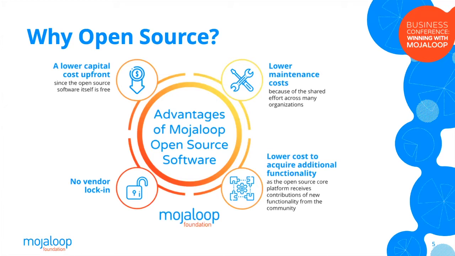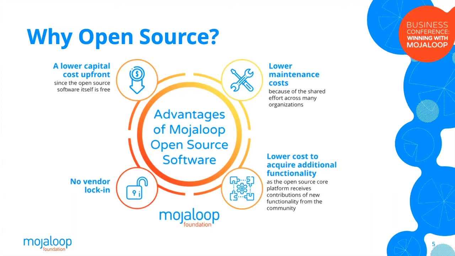So why did we choose open source? Faced with very large, complex financial systems out there, why did we take this different approach to developing the Mojaloop platform? Well, first of all, there's a lower capital cost up front. Since the open source software itself is free, with no licensing fees, it's easy for someone to test the waters, create a sandbox, play with the code a bit, before they actually leap in and do a full deployment. And even when they do that full deployment, those licensing fees do not exist. So the lower upfront cost is very important.